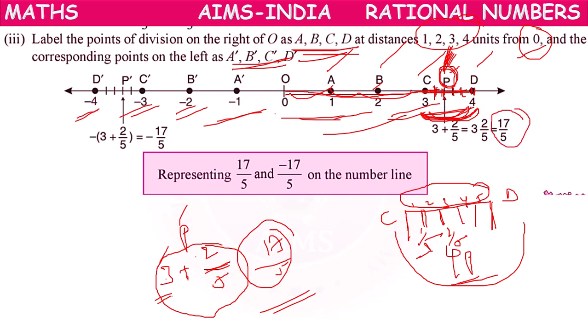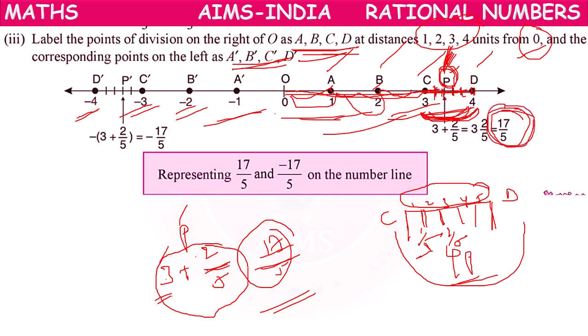Not only between 0 and 1, we can insert a rational number between 1 and 2, 2 and 3, 3 and 4, or anywhere between 2 consecutive points. We can divide into equal parts and we can find its value. But previous to that, whatever complete unit values are there, that has to be added. So this is 17 by 5.